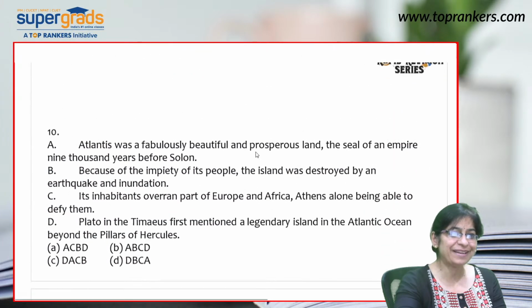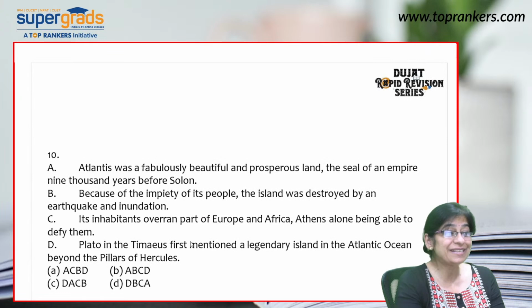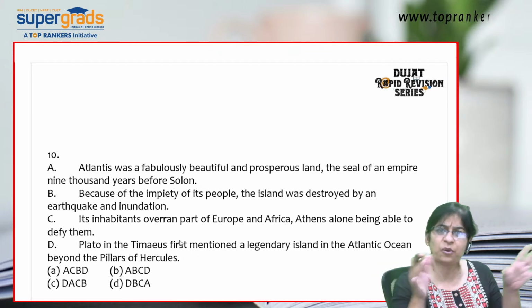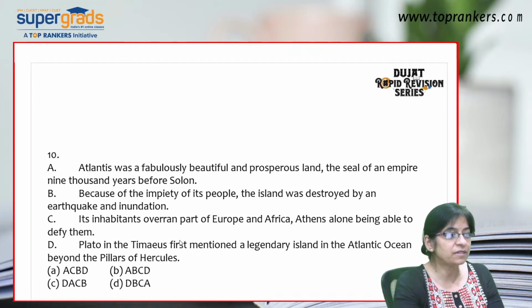Now let's look at this one. Let's see if you find this one easy. So this says Atlantis was a fabulously beautiful and prosperous land, the seat of an empire 9,000 years before Solon. Because of the impiety of its people, the island was destroyed by an earthquake and inundation. Its inhabitants overran parts of Europe and Africa, Athens alone being able to defy them. Plato in the Timaeus first mentioned the legendary island in the Atlantic Ocean beyond the Pillars of Hercules.